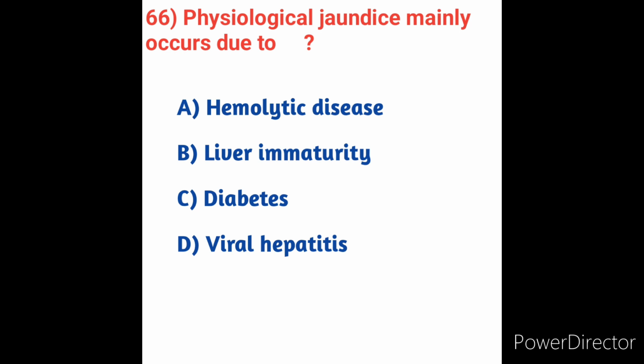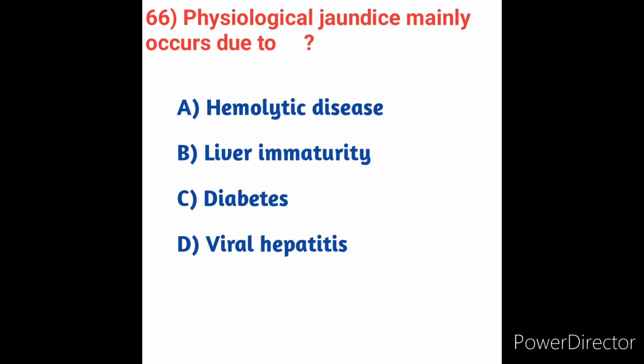Most newborns have some yellowing of the skin, called physiological jaundice. A newborn's immature liver cannot remove bilirubin quickly enough, causing an excess of bilirubin, which typically appears on the second and third day of life. So physiological jaundice mainly occurs due to liver immaturity. So option B is the correct answer.